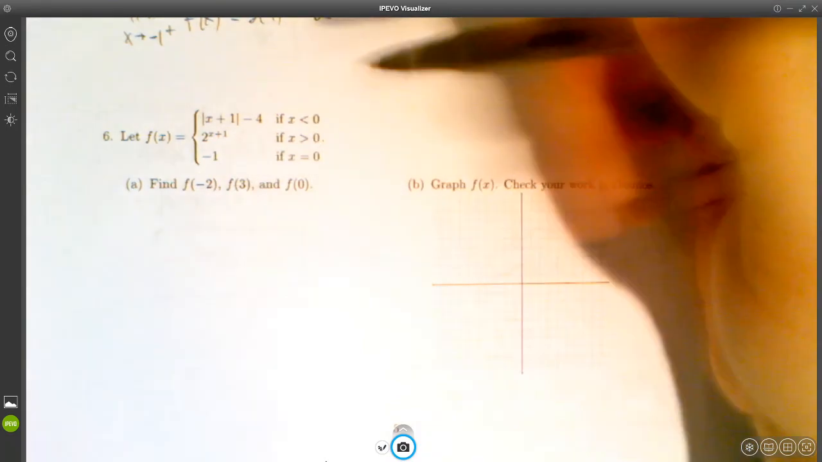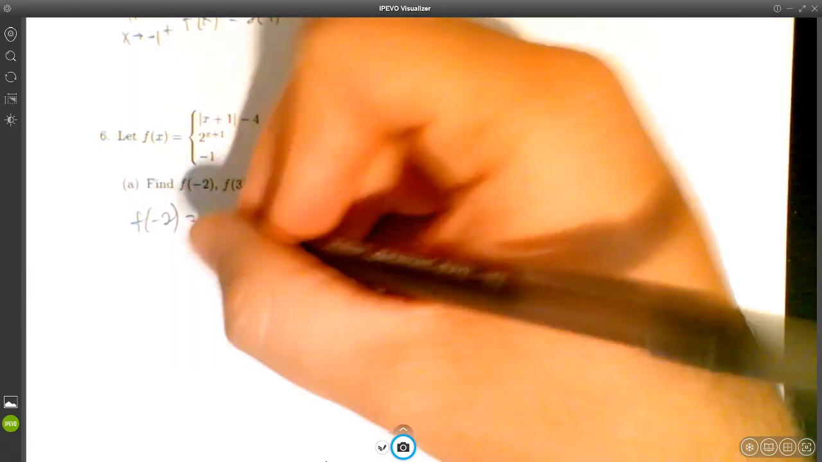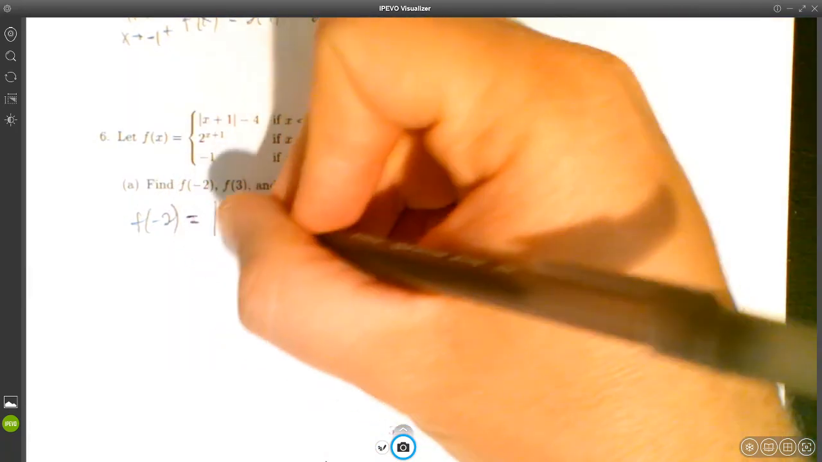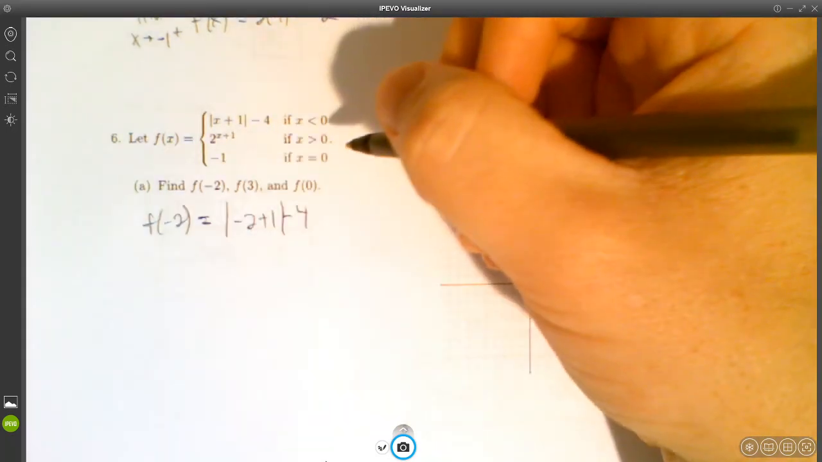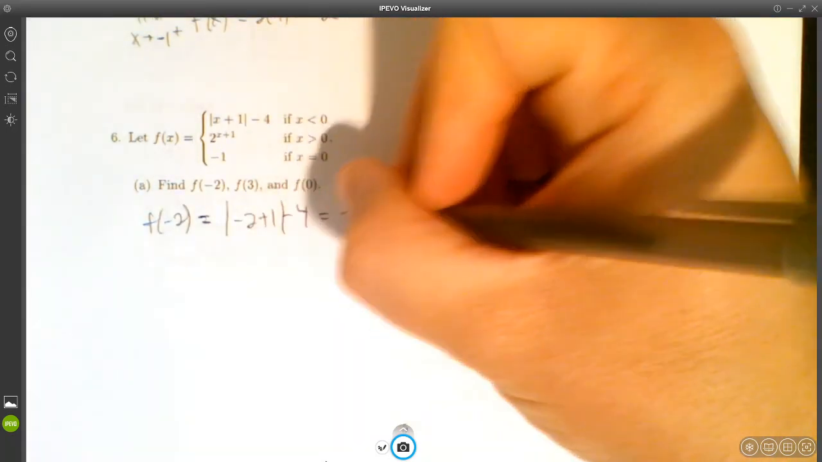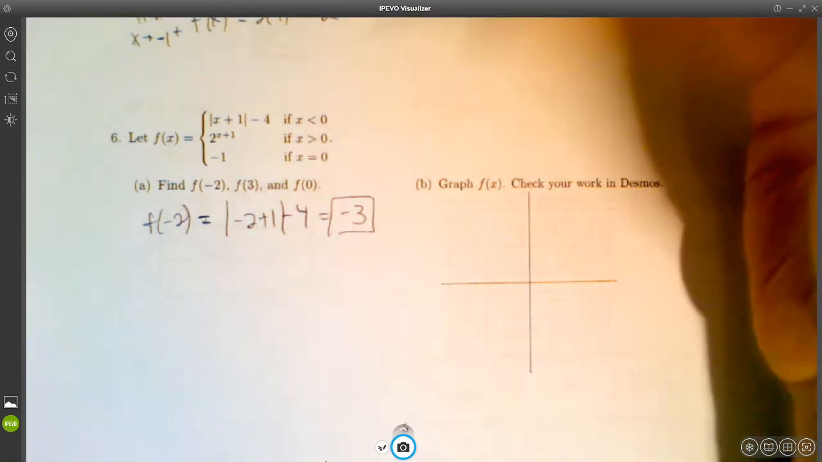So first of all, let's figure out these function values that we're asked for. F of negative 2. Negative 2 is less than 0, so we're going to use the top rule, right? This is going to be absolute value of negative 2 plus 1 minus 4, which is going to be negative 3 at the end of the day, I think.